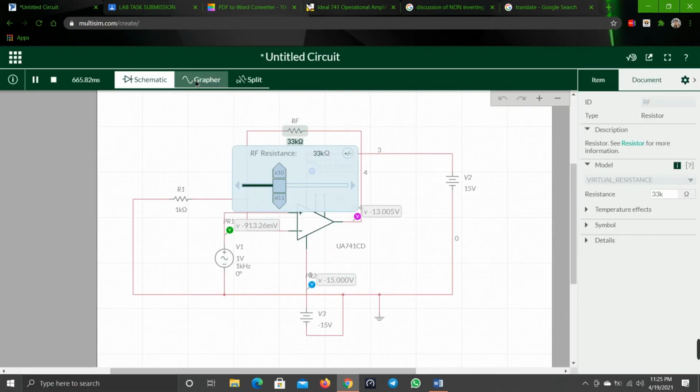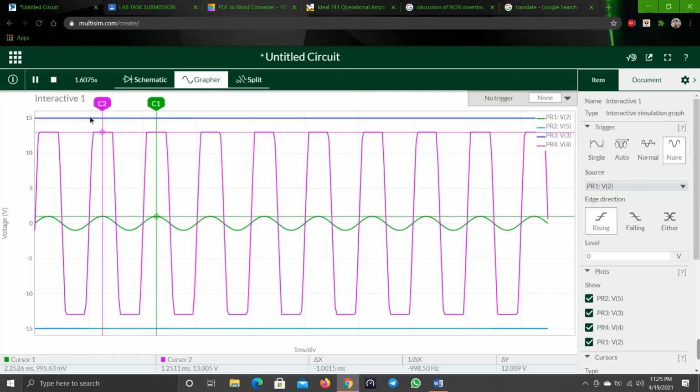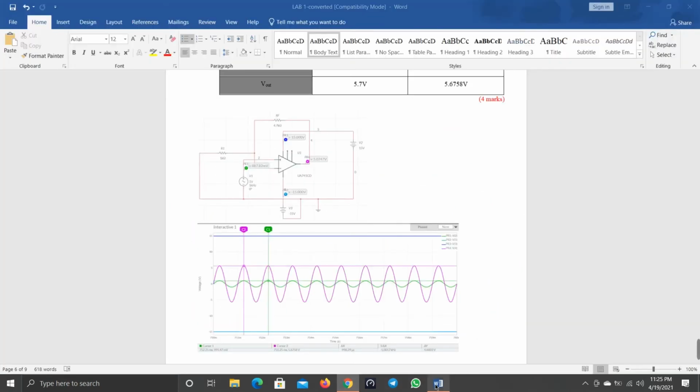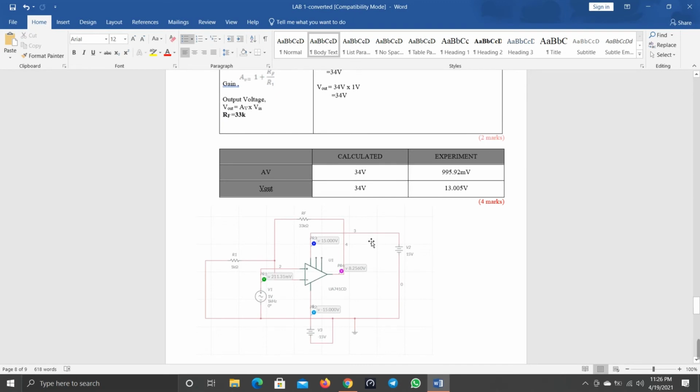Here is my graph for 3.3k for the sine wave. We call it cut off, right, here and here. We get the measurement. First, we stop it. Okay, this is my measurement. This is my calculation for 10k and 3.3 kilo ohm resistance.